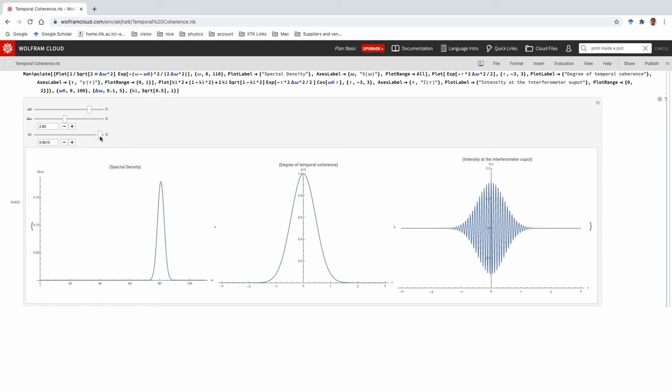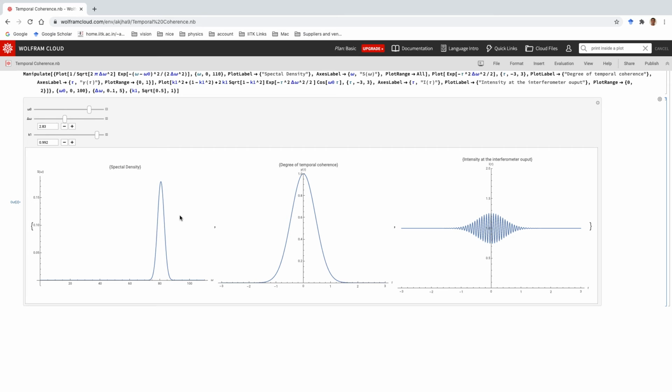So all this does is reduce the visibility, and in the event when K1 actually becomes 1, that means all the intensity is coming from just one arm, then the intensity will just be flat, we will see no interference. So in order to see interference, we have to have something coming from both the arms of the interferometer.